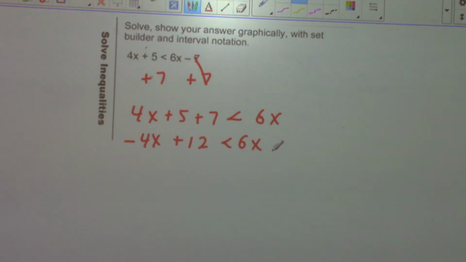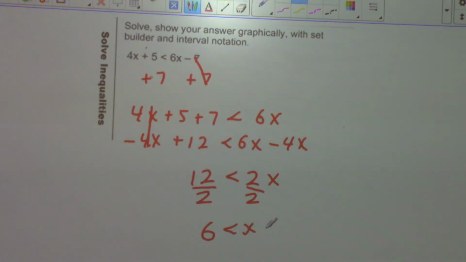So those cancel out, and then it'd be 2x. So that would be, these would cancel out, so you got 12 is less than 2x, right? Okay, good. Thank you for keeping on top of that. What next? Divide by 2. So we get 6 is less than x, and that's going to be x is greater than 6, right?